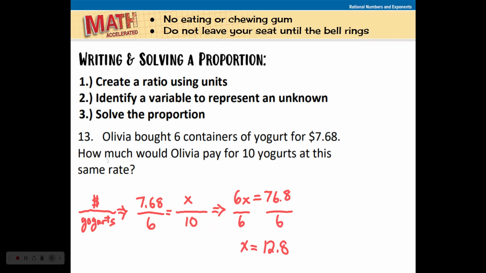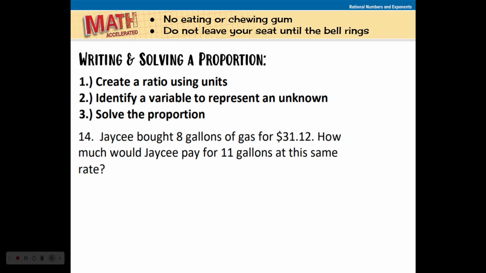Remember, it's asking for how much. So this is a money answer. So it would cost $12.80 for 10 yogurts. Number 14, JC bought 8 gallons of gas for $31.12. How much would JC pay for 11 gallons at this same rate?